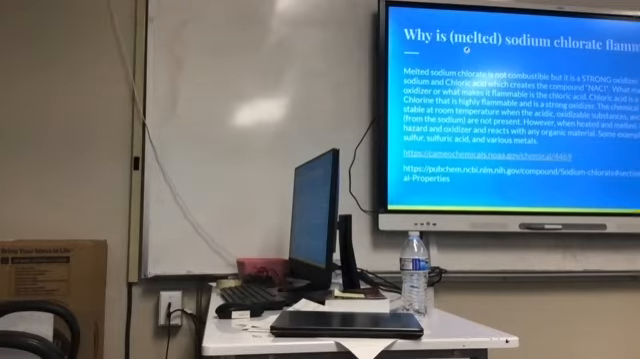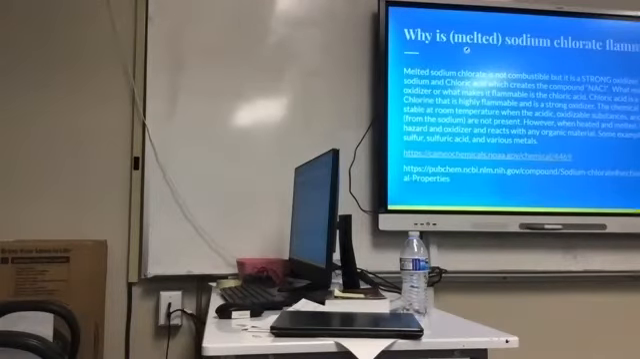So why is melted sodium chlorate flammable? Melted sodium chlorate is not combustible, but it's a strong oxidizer made up of sodium and chloric acid. What makes this a strong oxidizer, or what makes it flammable, is the chloric acid. Chloric acid is a type of acid from chlorine that is highly flammable and is a strong oxidizer.